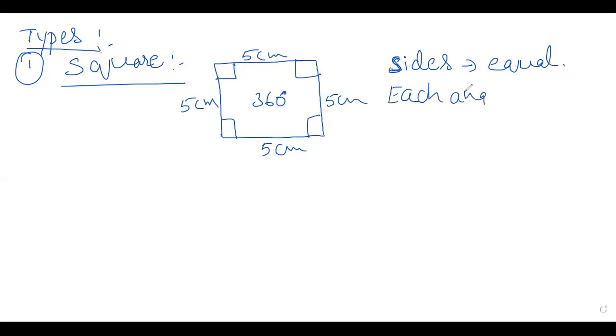Yes, it is. Each angle measures 90 degrees. Okay, in a square, each angle measures 90 degrees. All the sides are equal. Next, you know that the area of a square, if you take the side as A units, then area is equal to, we take any two sides, children, meaning length, breadth.